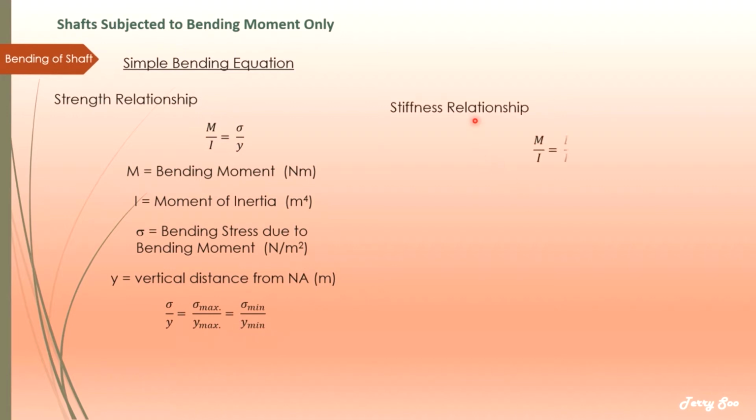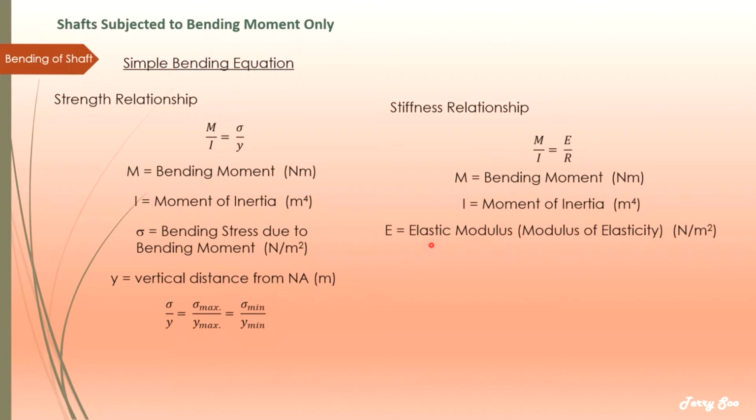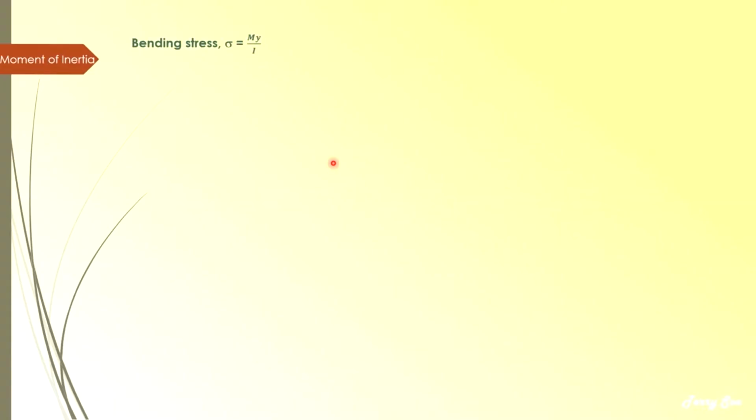Then for stiffness relationship, we have M over I is equal to E over R, where E is the Young's modulus and R is the radius of curvature. So M is bending moment, I is the moment of inertia, E is the elastic modulus or the modulus of elasticity in Newton per meter square. And R would be the radius of curvature. So now, based on the bending stress, sigma is equal to My over I, where M is the bending moment, y is the vertical distance, and I is the moment of inertia.